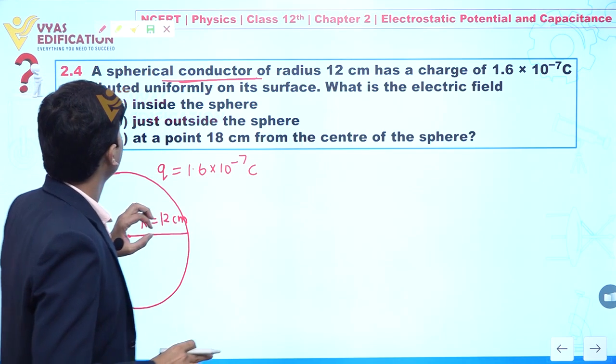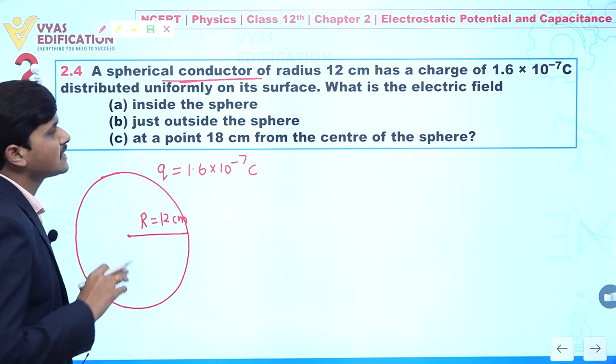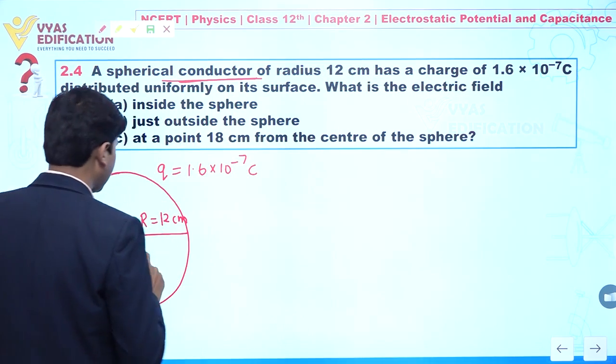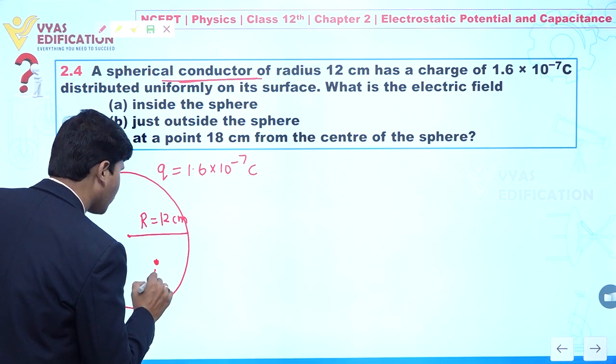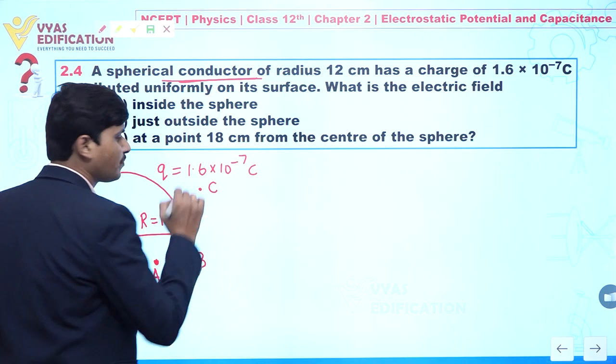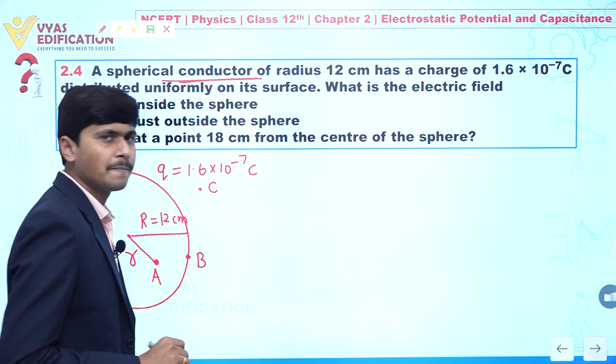So it is given. Now what is electric field? Electric field number 1, inside the sphere, clear. Now let's suppose we are taking 3 points. Let's suppose this is point A, this is point B, and here we have point C, clear. So if we talk about this point A, let's suppose this is small r, clear.